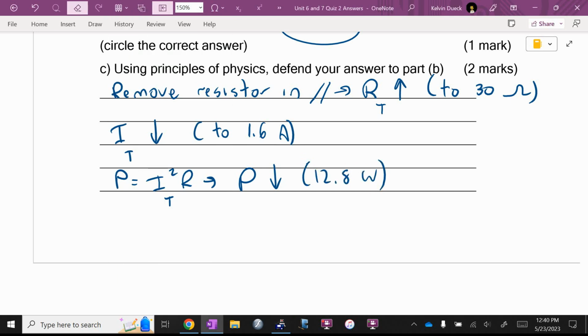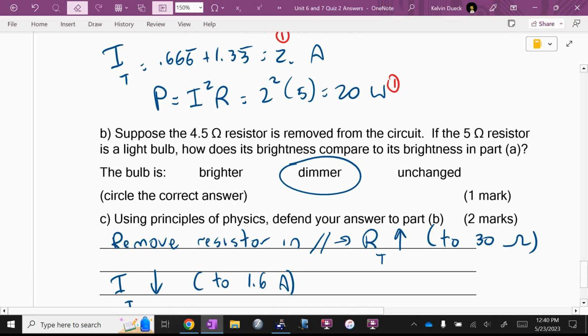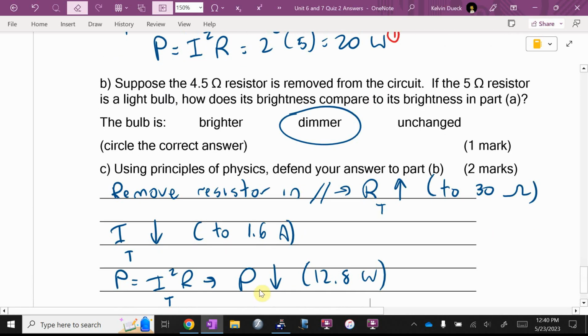So if you solved it, if I saw the 12.8 watts, I would give you 2 out of 2 for this paragraph and 1 more mark for circling dimmer. You could either do it numerically or just intuitively with your understanding of circuits.